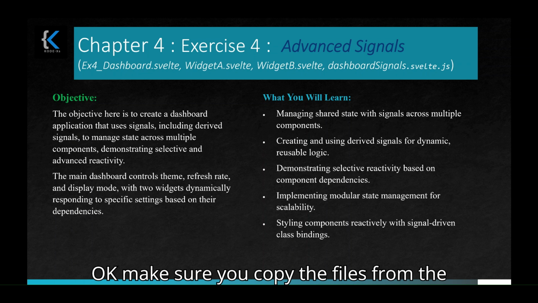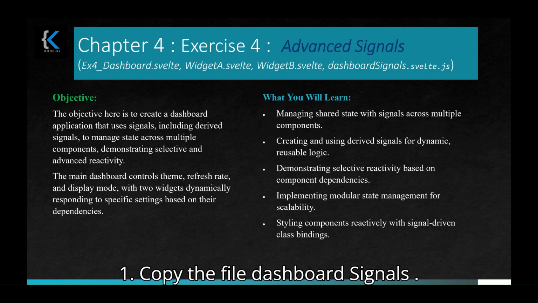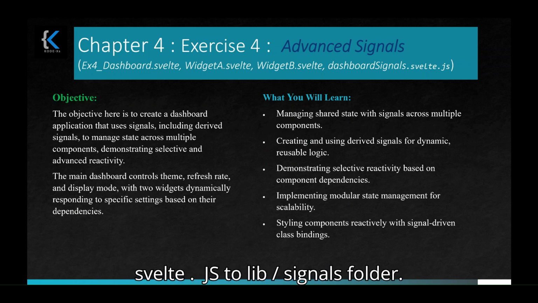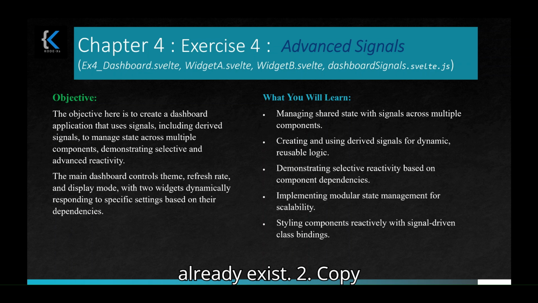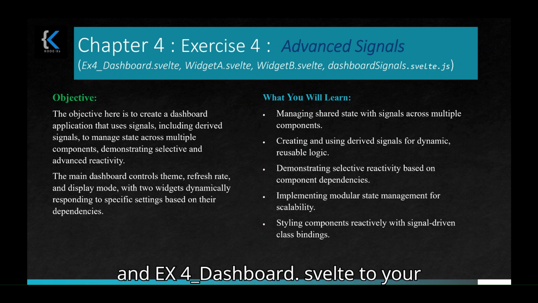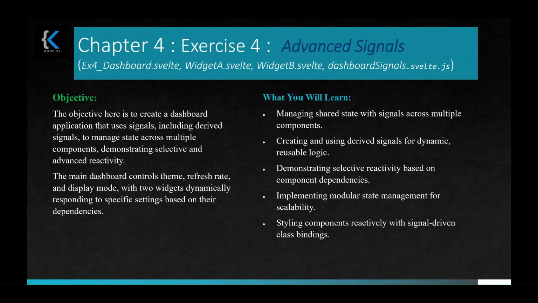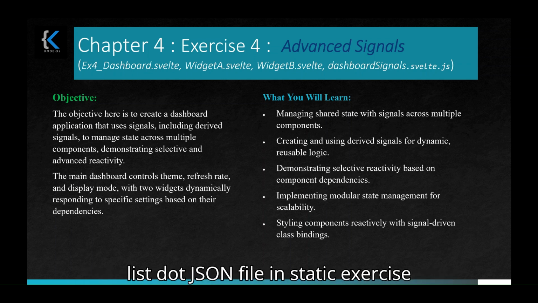Okay, make sure you copy the files from the links provided. 1. Copy the file dashboardSignals.svelte.js to lib/signals folder. Create the signals folder if it doesn't already exist. 2. Copy files WidgetA.svelte, WidgetB.svelte and x_dashboard.svelte to your lib/data/chapter4 folder. 3. Add x_dashboard to your exerciselist.json file in static/exercise folder.